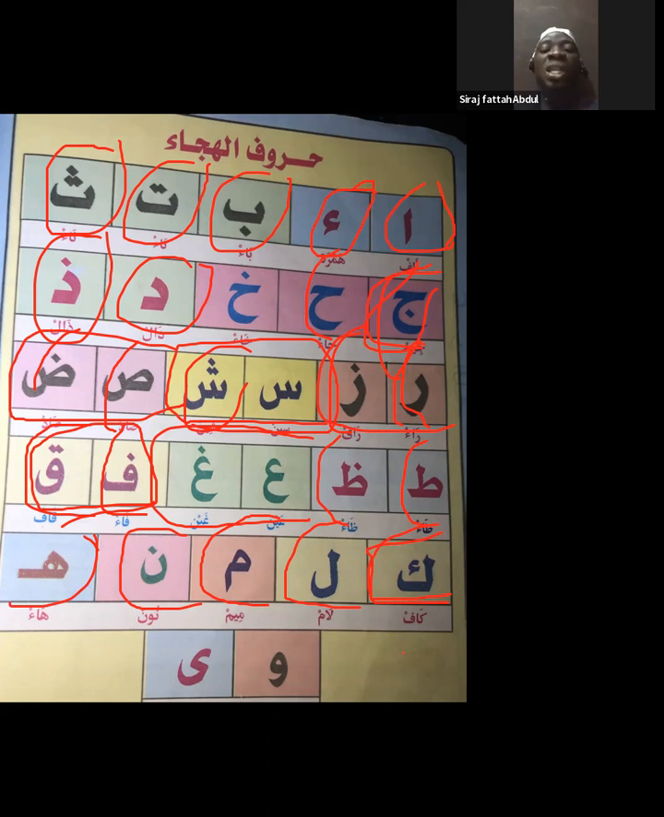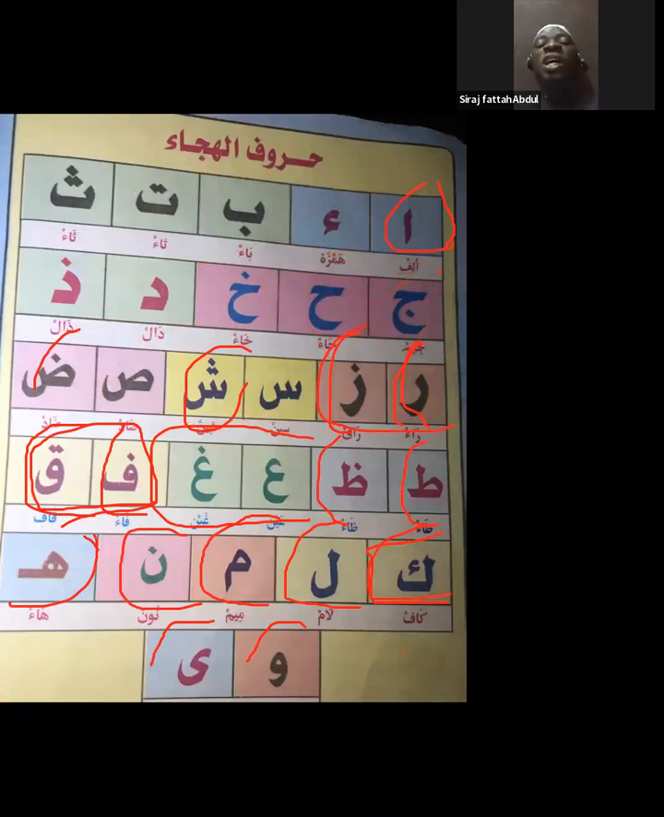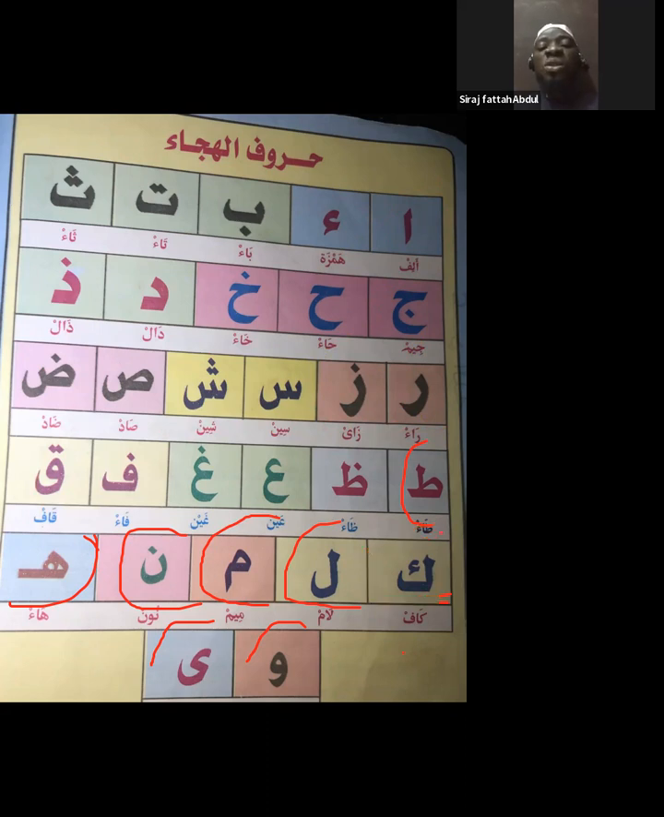Then these last two. The first one is Wa. Let's look at Wa. This is Wa. Then this is Ya. Wa, Ya, Wa, Ya. So from this we can see the pronunciation of Arabic letters.